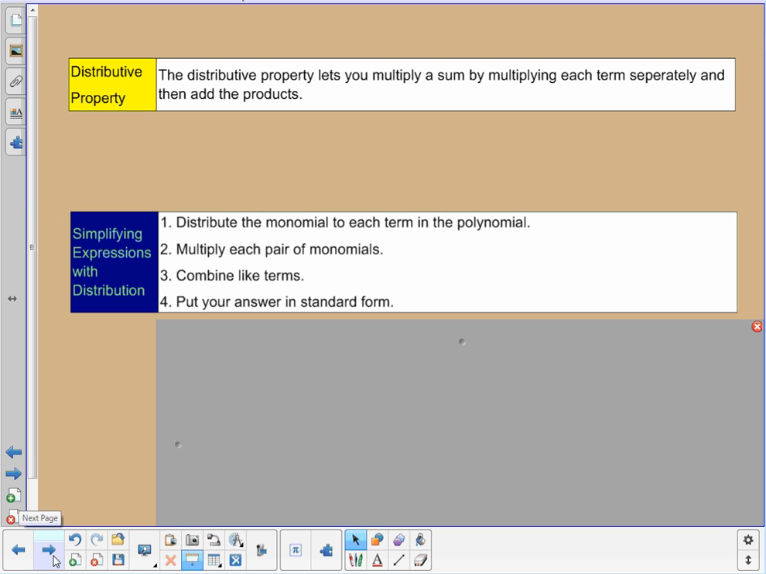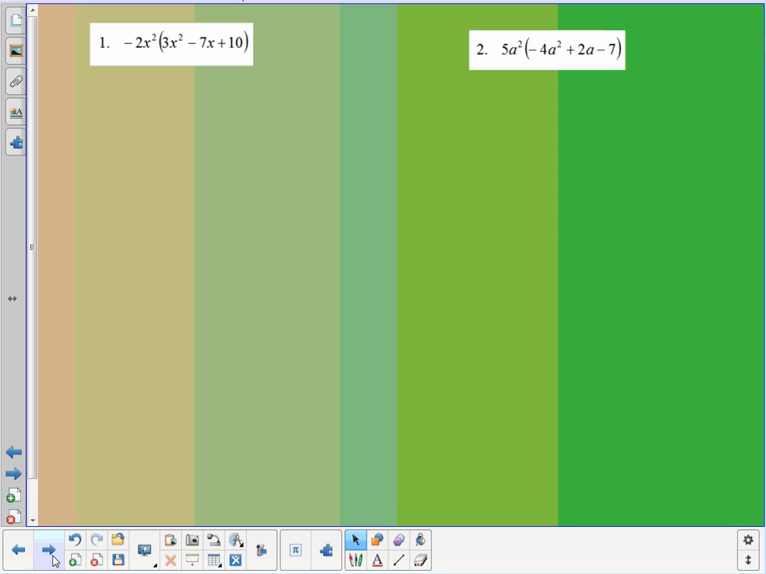So let's take a look at number 1. In number 1, I have negative 2x squared times the quantity 3x squared minus 7x plus 10. So the first thing I have to do is distribute this negative 2x squared that's out front to everything that's behind it. So when that happens, I multiply the monomials together. Negative 2 times 3 is negative 6. X squared times x squared is x to the fourth. So I multiplied the coefficients and I added the exponents of the power.